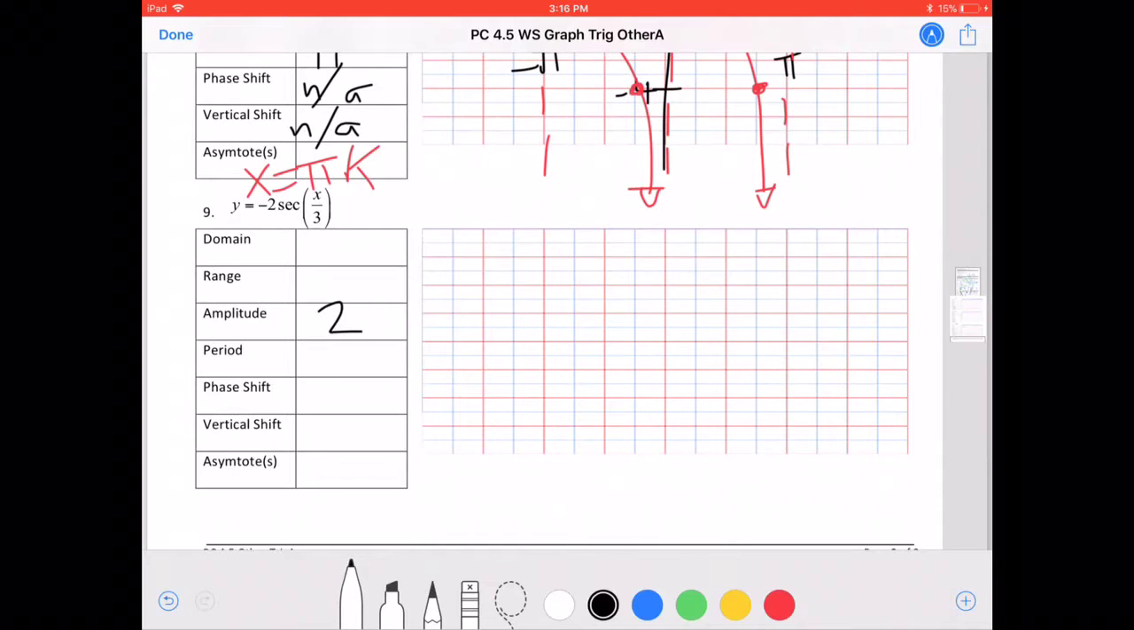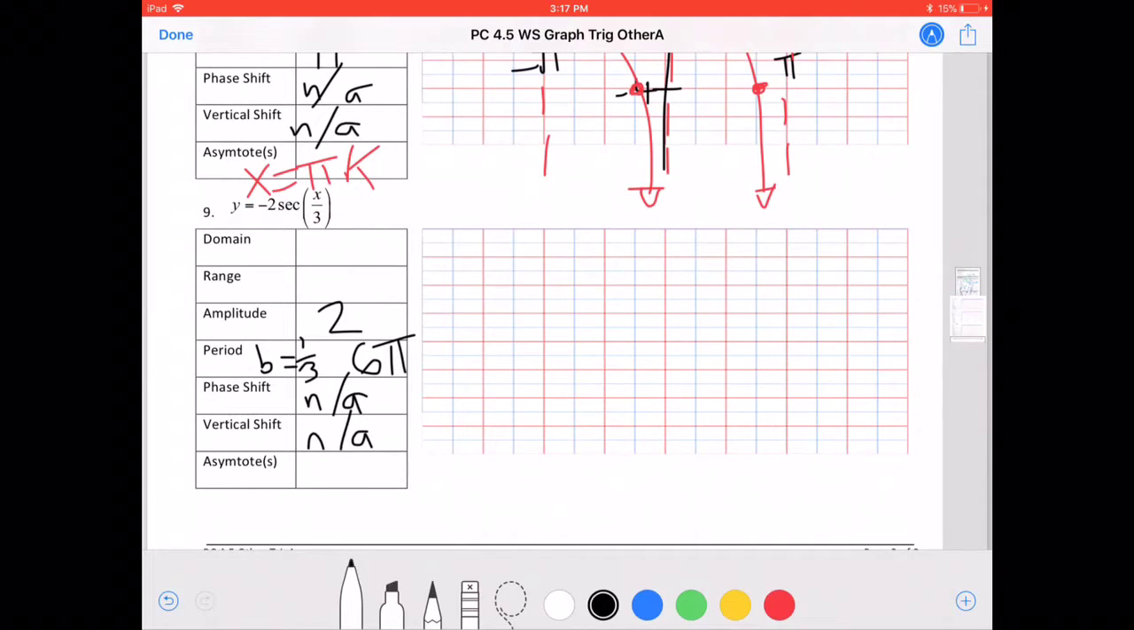The period, we have b equals 1/3. So for secant, we do 2 pi divided by b. So here we would get 6 pi. Phase shift, still nothing. Vertical shift, still nothing, just like our other examples.